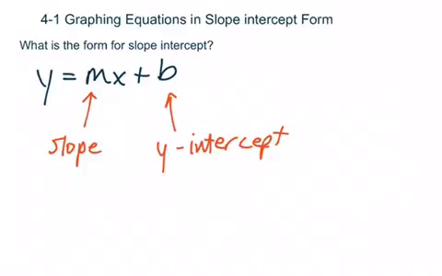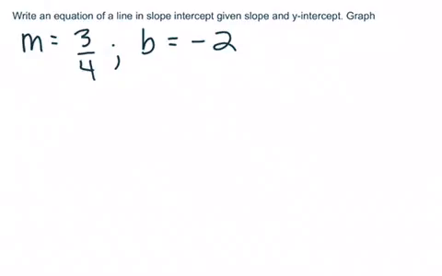Then of course we talked about slope. What is slope? The top number is what? Rise. The bottom number is the run. Rise over run. So in order to write an equation of a line in slope-intercept form, you're going to be given the slope and the y-intercept.